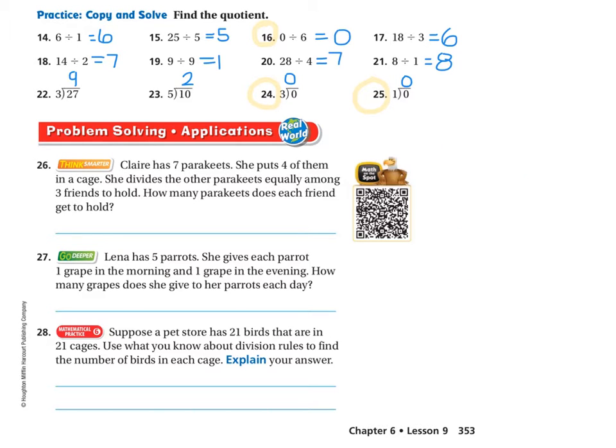Number 26. You really needed to read this carefully and take this step by step. First, when I look at the problem, I see that Claire is putting 4 of her parakeets in a cage. So if we are taking 4 parakeets away, that is a subtraction problem. 7 minus 4 equals 3. So we are working with 3 parakeets.